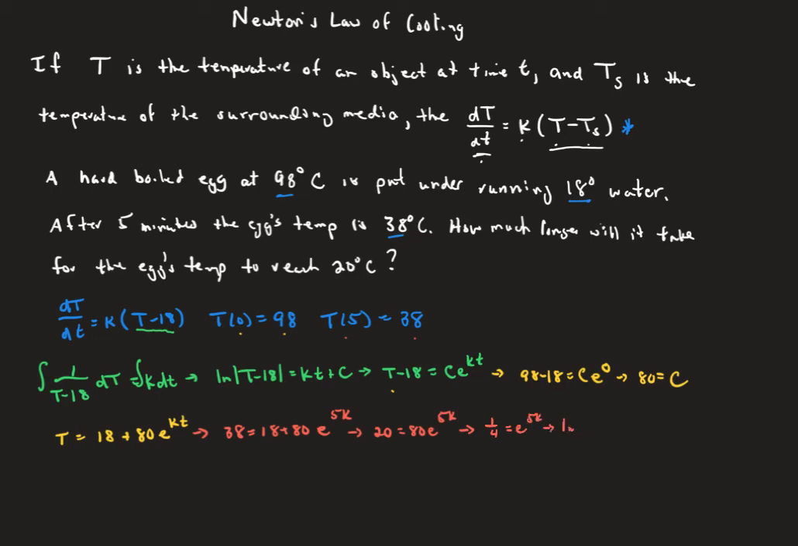We can take the natural log of both sides. Oh, I can see we're going to get to use some of our properties of logarithms again. I always get kind of excited by that. Natural log of 1/4 we know is natural log 1 minus natural log 4, and the natural log of e to the 5k is going to be just 5k. We know natural log of 1 is 0, so if we divide by 5, we're going to get negative natural log 4 over 5 is equal to k. And so that makes our equation for the temperature T is equal to 18 plus 80 e to the negative natural log 4 over 5 times t.